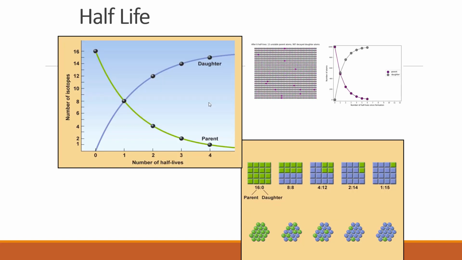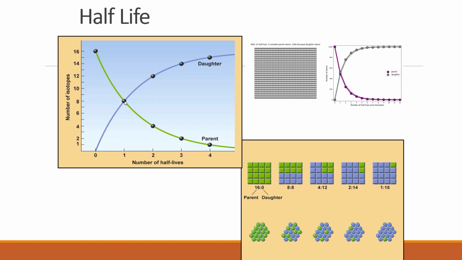So that's what we see here. I will show this graphic bigger, zoomed in, on the next slide. What we see is that we start off with all parent. Those are green here. After one half-life, half of that parent will turn into daughter. So we'll have a 50-50. If we start off with 16 parent, after one half-life, we will have 8 parent and 8 daughter.